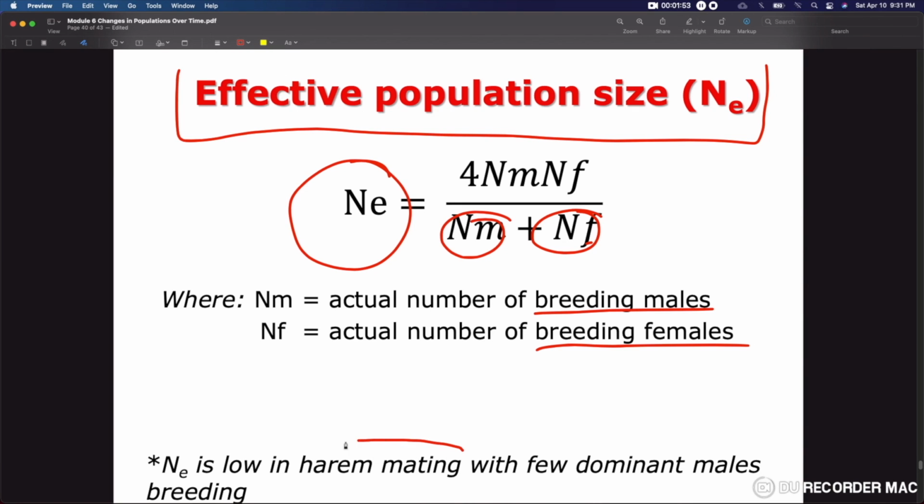Now, for harem mating, like I was mentioning earlier, for the case of your lions that are prominently practicing harem mating, and for walruses, where only one male, the strongest male, will mate with all the females. That would lower the effective population size, because the actual number of breeding males right here is lower, right? That's why it also lowers your effective population size if you are harem mating. Okay?